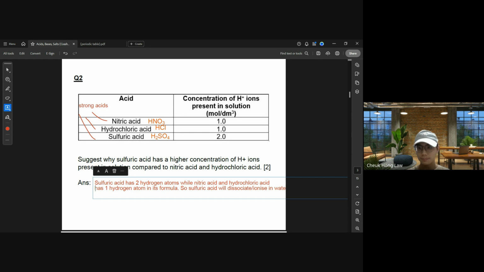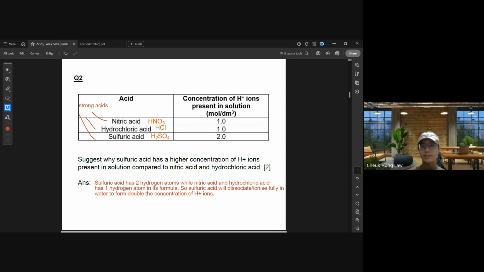So this is your answer. Since sulfuric acid has 2 hydrogen atoms, while nitric acid and hydrochloric acid only have 1 hydrogen atom in the formula, sulfuric acid will ionize fully in water to form double the concentration. Forgot to add the word fully. So all of them are strong acids, but sulfuric acid has 2 times the amount of hydrogen atoms, so it will form double the concentration of hydrogen ions.